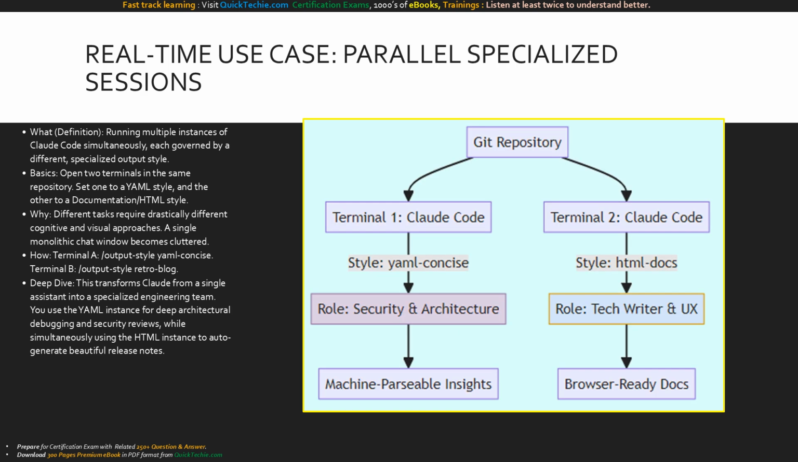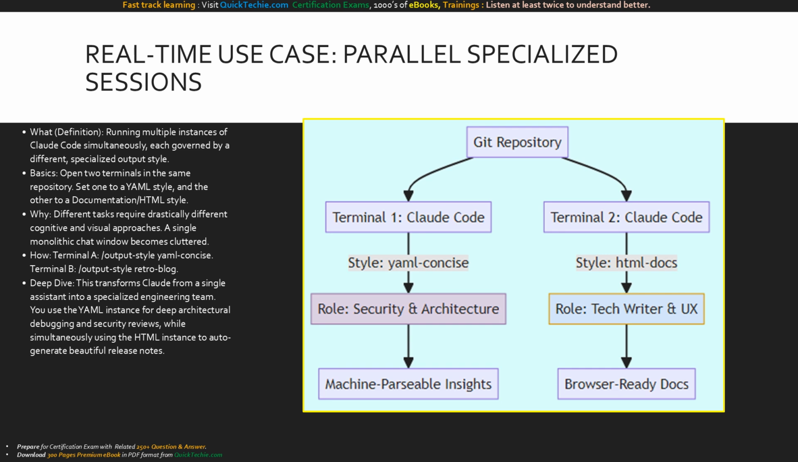Here is a real-time, highly practical use case: parallel specialized sessions. What is this? It's running multiple terminal instances of Claude Code simultaneously, each governed by a totally different output style. The basics: you open two terminal tabs in the exact same Git repository. Why do this? Because debugging a database requires a drastically different cognitive approach than writing a blog post. If you do them in the same window, you create context pollution.